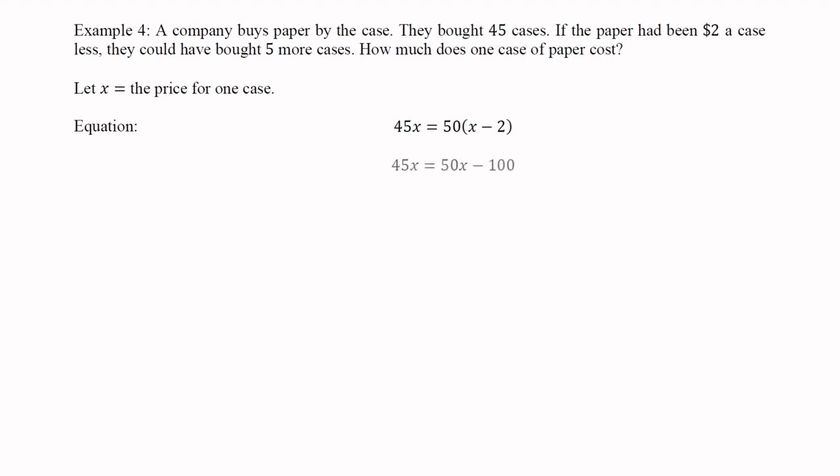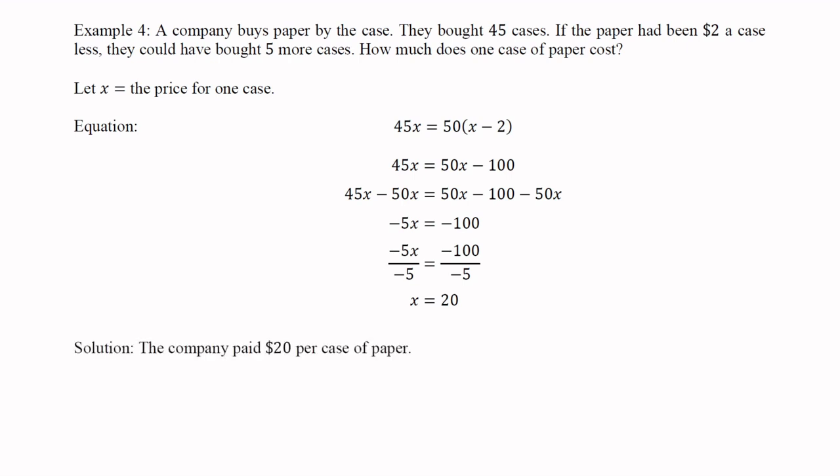So here we're going to distribute our 50, and we're going to subtract 50 from each side to get our variable on the one side, and then we're going to divide each side by -5 to give us 20. So our answer is the company paid $20 per case of paper.